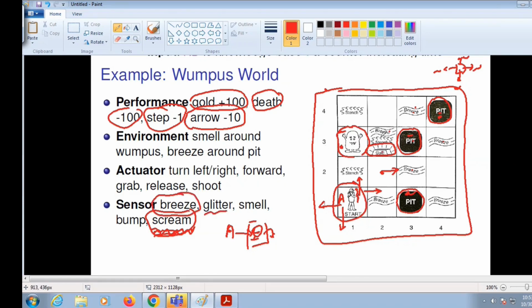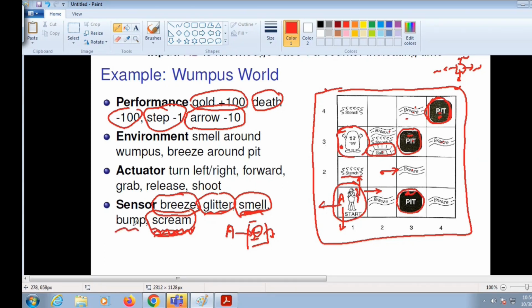Because if there is a glitter, then he would tell it to pick, and by this he would be able to get the gold. And smell, he also has to smell, so that he can find out whether there is a vampus or not. I forgot to mention that if there is a pit, then in the nearby areas there would be a breeze. If there is a vampus, then in the nearby areas there would be some stench, some bad smell coming because of him. So he also needs something to smell, so that he can find out whether in the next cell there is a vampus or not.